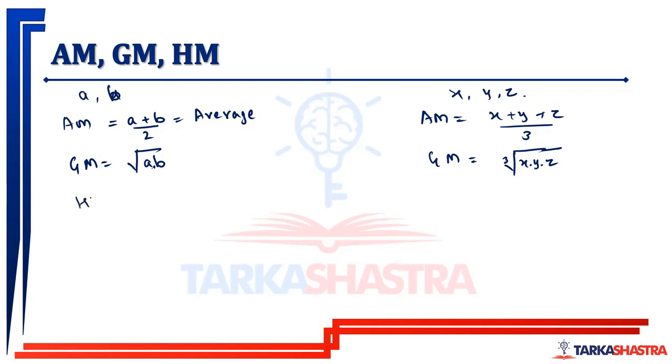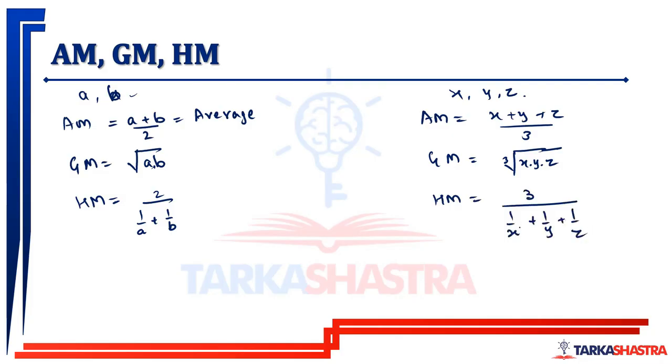Then what you have? Harmonic mean. Harmonic mean is 2 upon 1 by A plus 1 by B. So two numbers are given to you, A and B. Harmonic mean is the number of terms upon the addition of their reciprocals. Then harmonic mean in this case will be number of terms upon addition of their reciprocals, and so on.